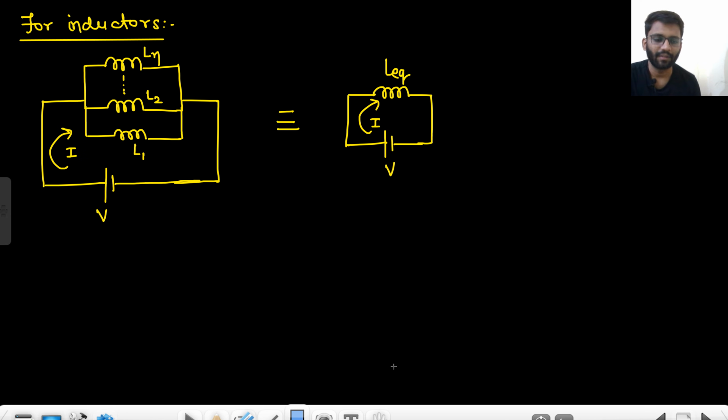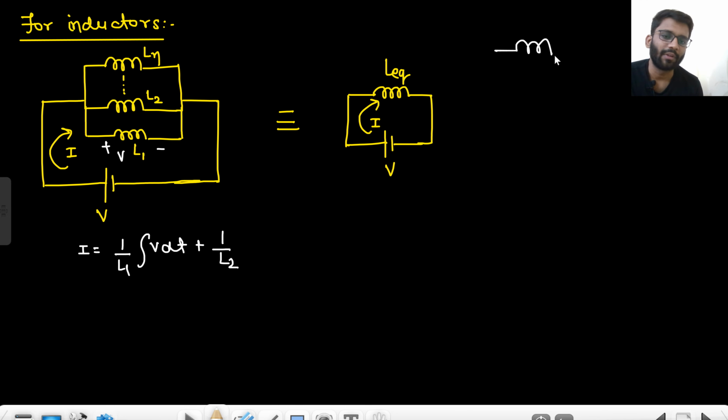Okay, great. Now let's move on to inductors. All of them have the same voltage V. So what will be I? I will be equal to 1 by L1 integration V dt plus 1 by L2. What is the current through this inductor? I told you about this. If an inductor L has voltage V across it, the current will be 1 by L integration V dt.